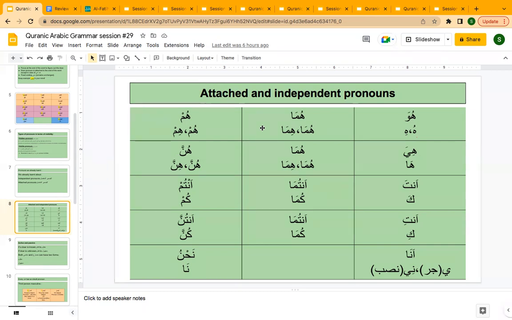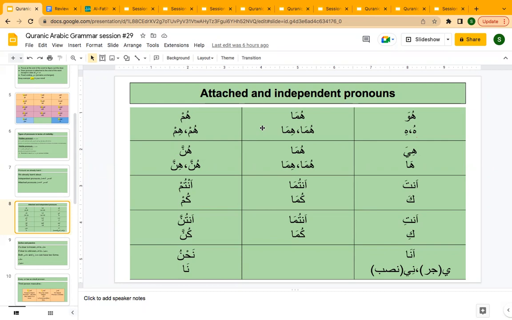If it attaches itself to a harf jar, what should it be? If it is attached to the end of a harf jar, like fihi, anhu, or lahu, it should always be jar in status, right? Does it make sense? So it is going to make a al-jar majroor fragment. It is going to be jar in status.